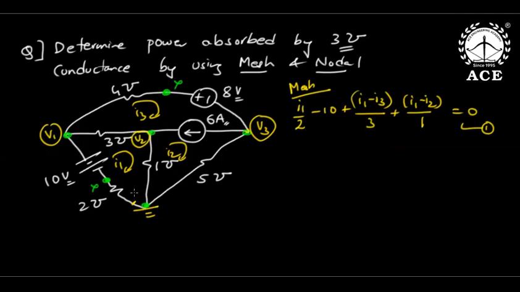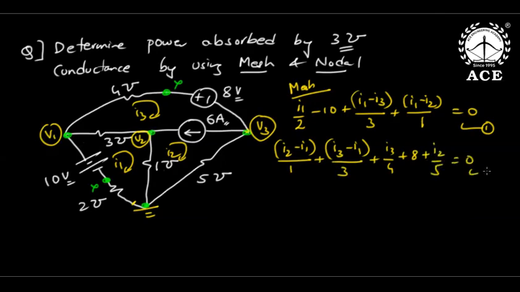Then here if I write KVL, I2 minus I1 by 1, now again I3 minus I1 by 3, and this is I3 by 4, plus 8, plus I2 by 5 equal to 0. Super mesh equation, yes or no?